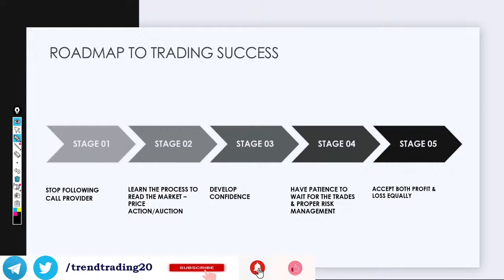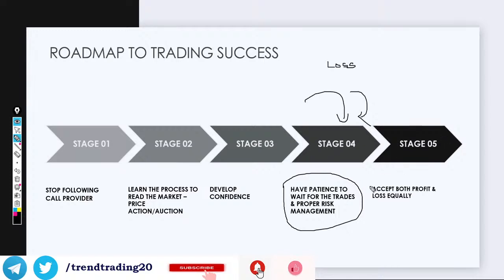Now stage 4 is to have patience to wait for the trade and proper risk management. Why I'm adding this stage 4 is very, very important, sir. If you check the past 10 to 15 days of Bank Nifty, especially Bank Nifty option buying, the market is testing so much patience, and it is making retail traders who don't have patience lose their hard-earned money. So stage 4 is developing your patience and having proper risk management.